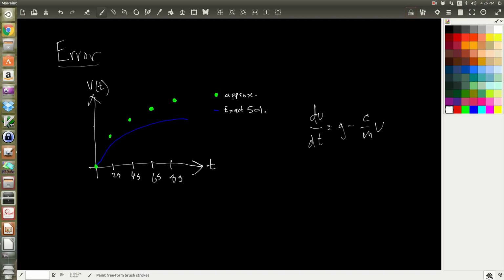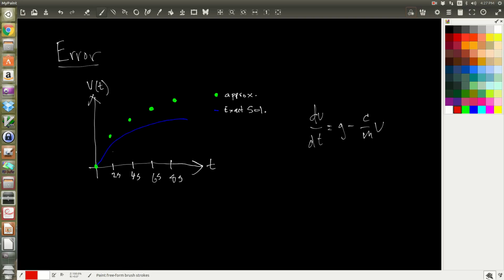And here I've just drawn a little plot showing a potential exact solution to this velocity, and then showing an approximation that could have been obtained by using a forward finite difference approximation to this derivative. And so I want to talk about the error that is associated with numerical approximations to this differential equation.